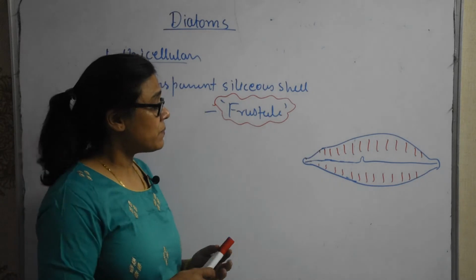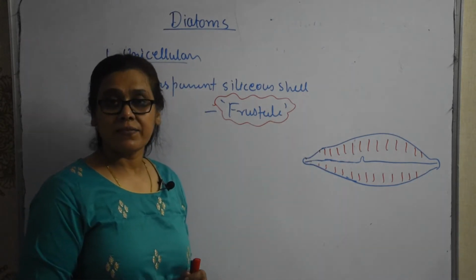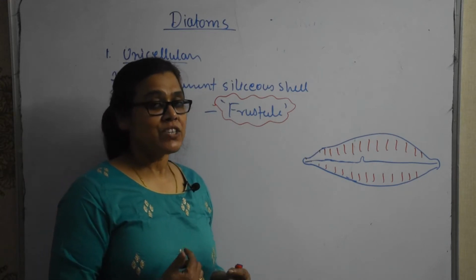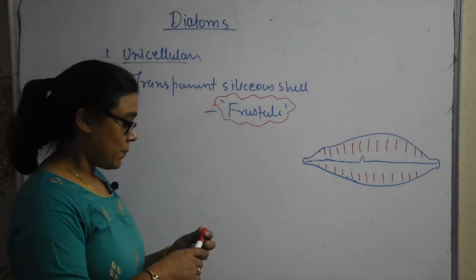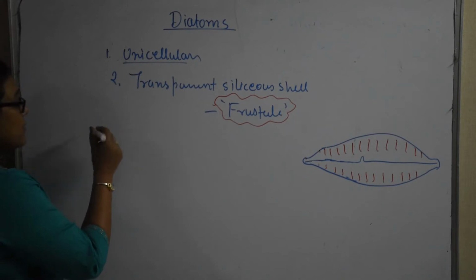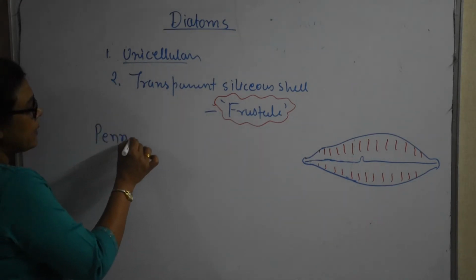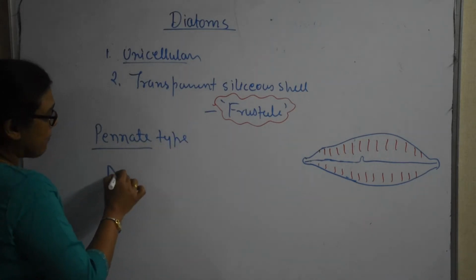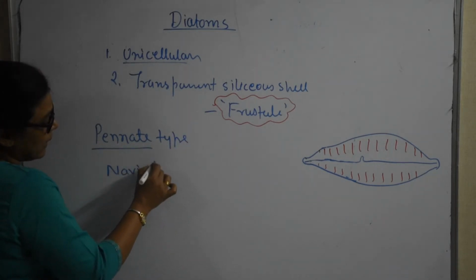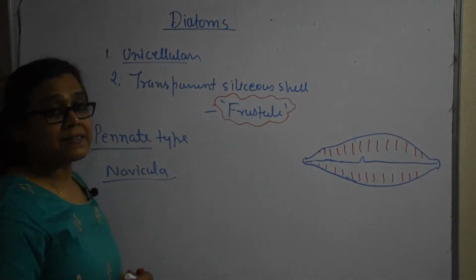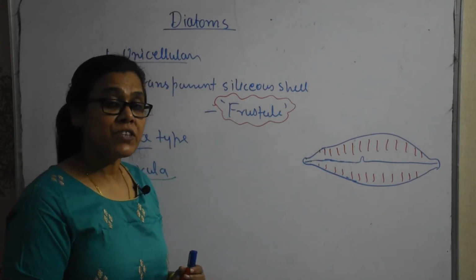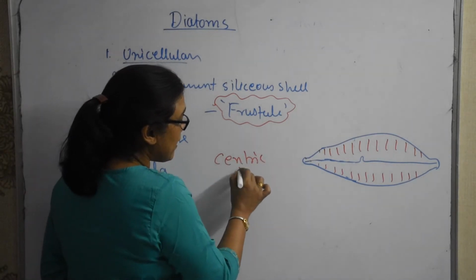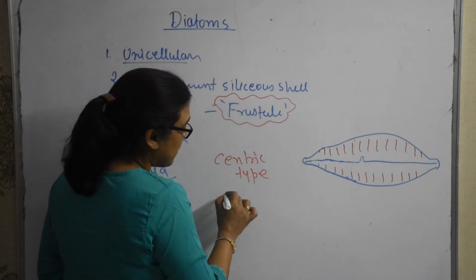On the basis of symmetry, diatoms are classified into two types. One is bilateral symmetry, which is also known as pinnate type. Pinnate type means bilateral symmetry, and the example is Navicula. The other type is radial symmetry, which is also known as centric type, and an example for centric type is Melosira.